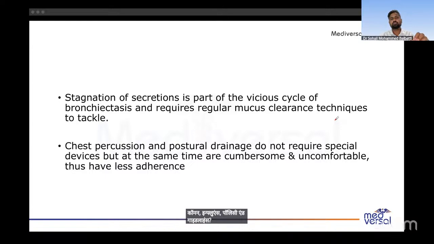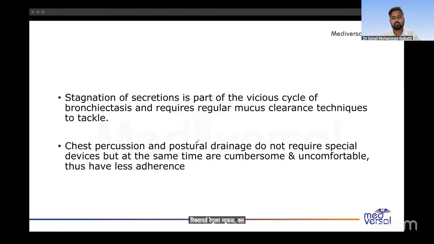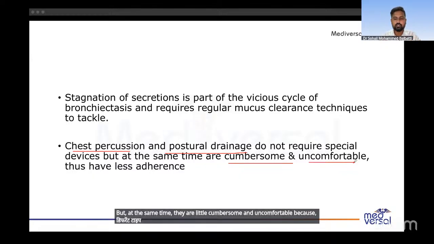So stagnation of secretion is a very important part of the vicious cycle, and it requires regular mucus clearance technique. So we have chest percussion and postural drainage. These are the techniques. They don't require any special device, but at the same time, they are a little cumbersome and uncomfortable because each lobe has a different type of drainage and percussion. So that's why the patient will not be able to adhere to the treatment for a longer period of time.